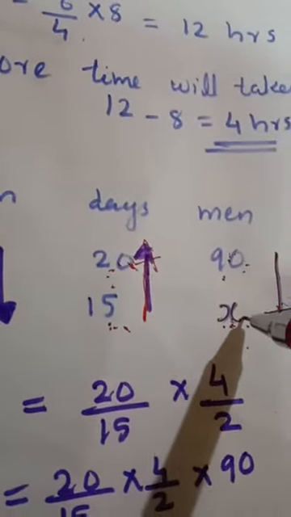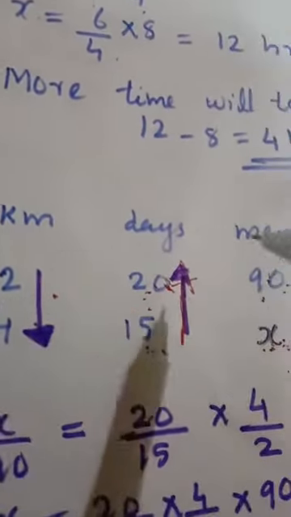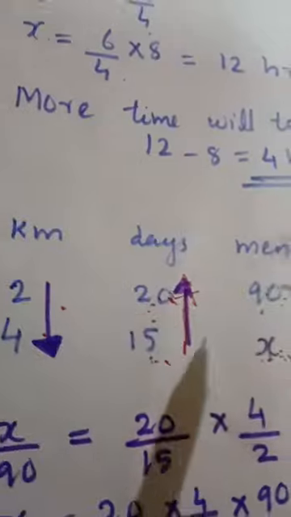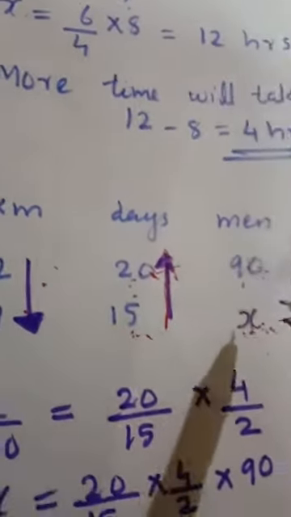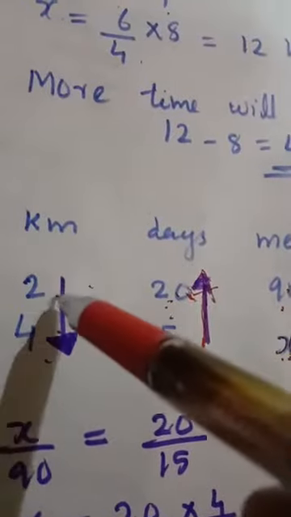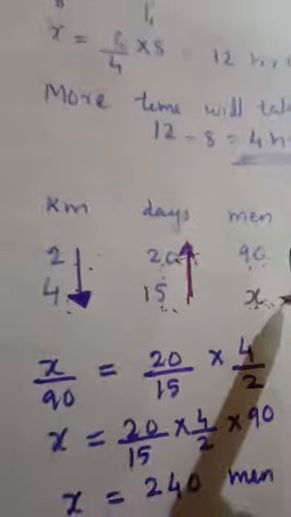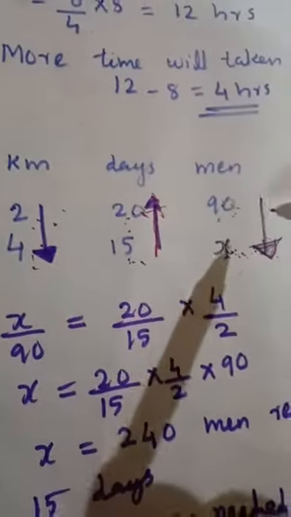Compare this quantity, X, with the other, kilometer. And these two are how much? 90 men, 2 kilometer. Then to complete 4 kilometer, more men. Less kilometer, less men. More kilometer, more men. Okay, less kilometer, less men.